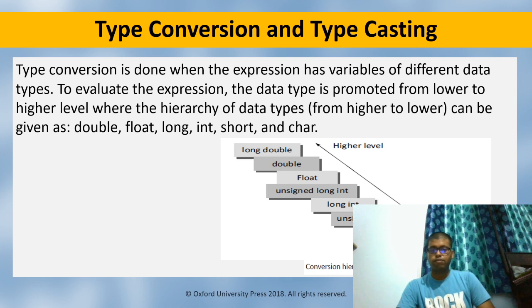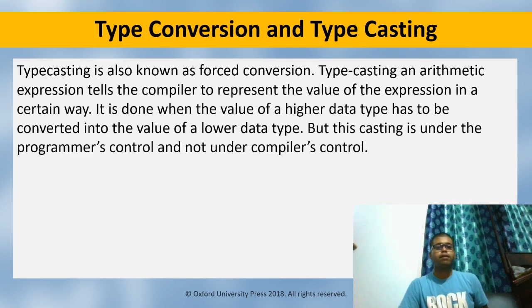Now this is the hierarchy of the data types. The lower level is character, then int, unsigned int, long int, unsigned long int, float, double, long double. So we can easily go from int to float, but if we want to go from float to int, then we need typecasting. Type conversion from int to float is easily possible, but for float to int we need typecasting. Likewise, for float to character we need typecasting. Typecasting is also known as forced conversion. Typecasting in an arithmetic expression tells the compiler to represent the value of the expression in a certain way.